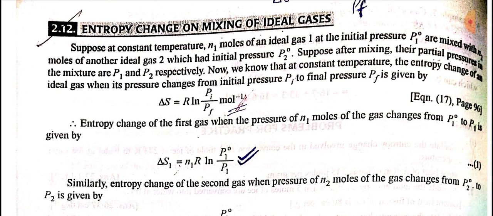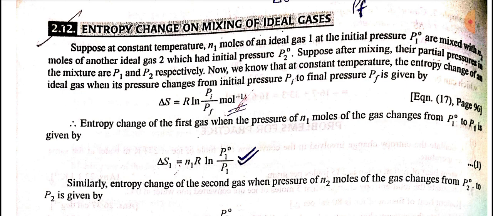Now, coming on to the last topic, that is entropy of mixing. Suppose at constant temperature n1 moles of an ideal gas 1 at the initial pressure P1 naught are mixed with n2 moles of another ideal gas 2, which had initial pressure P2 naught. Suppose after mixing their partial pressures in the mixture are P1 and P2 respectively.